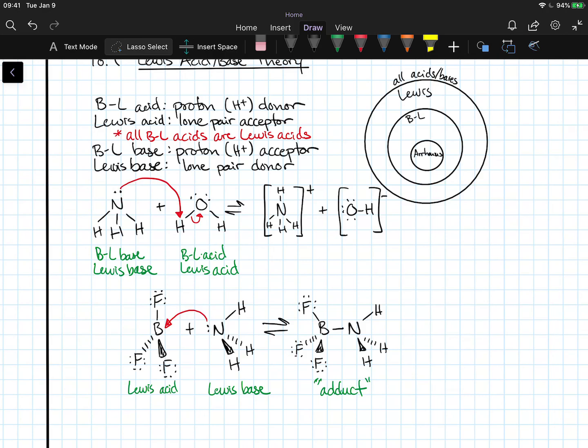So as you work through some of your practice problems, you can always go back and look at some of the things that we've classified as a Bronsted-Lowry acid or base. Go back and see, can you classify them as a Lewis acid or base, and get that practice.